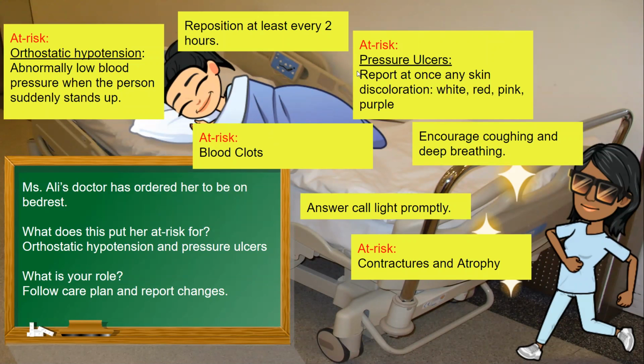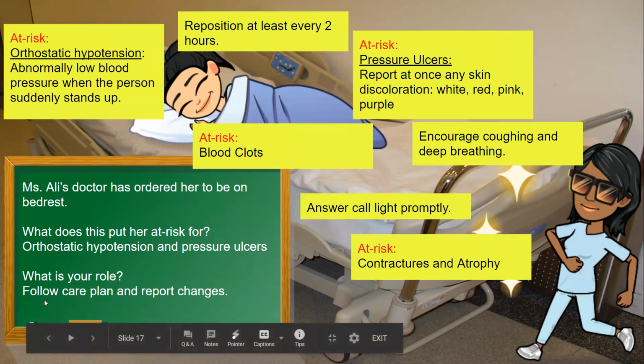The CNA should report at once any skin discoloration. And it might be white, red, pink, or purple. All of those need to be reported to the nurse at once. She should be repositioned at least every 2 hours. The CNA should encourage coughing and deep breathing exercises as part of the care plan. And she may be at risk for orthostatic hypotension, abnormally low blood pressure when the person suddenly stands up. Your role is to follow the care plan and report changes.